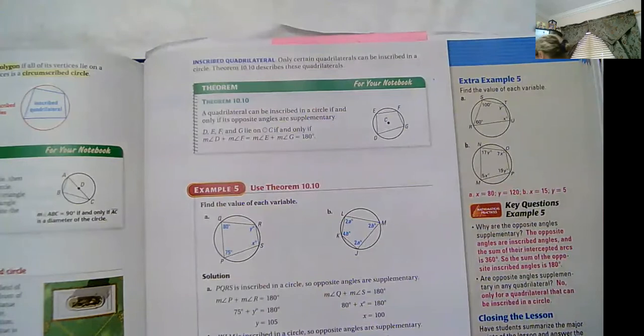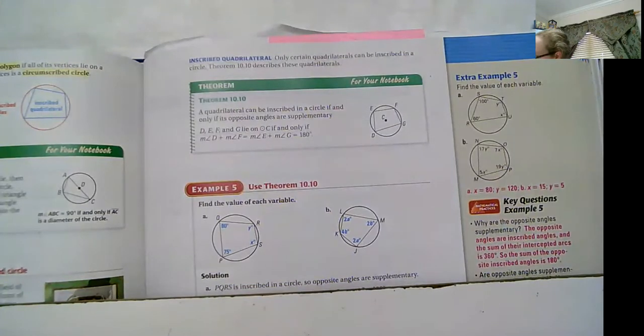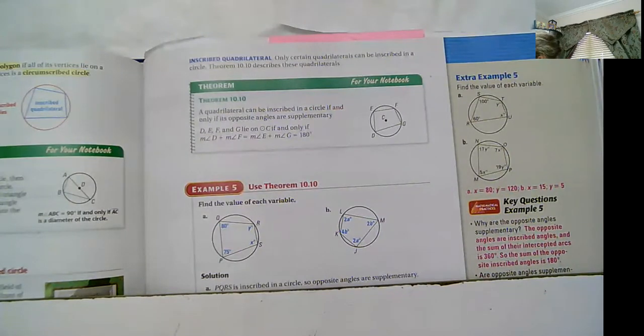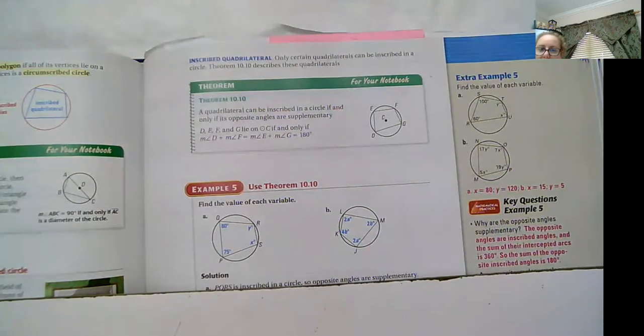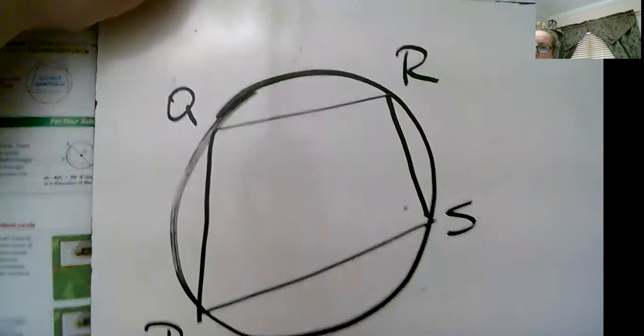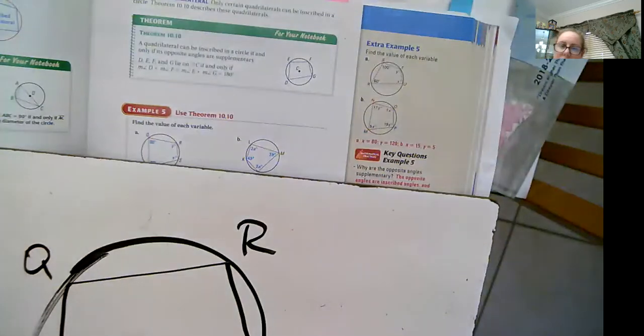So now we're going to do example 5. So I'm going to draw first a circle with our quadrilateral inside. So Q, R, and P. So here's my circle. I'm going to zoom out a little bit. I'm going to put in the values that they gave us.